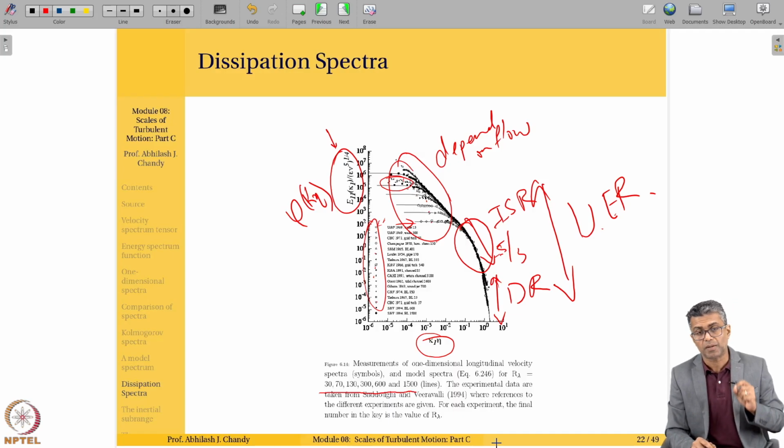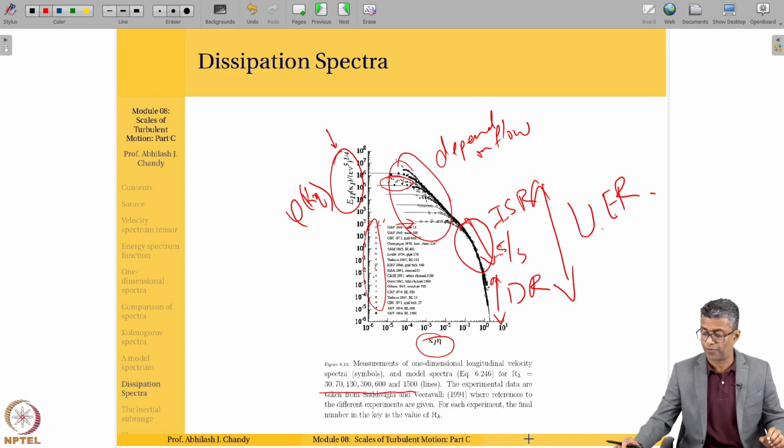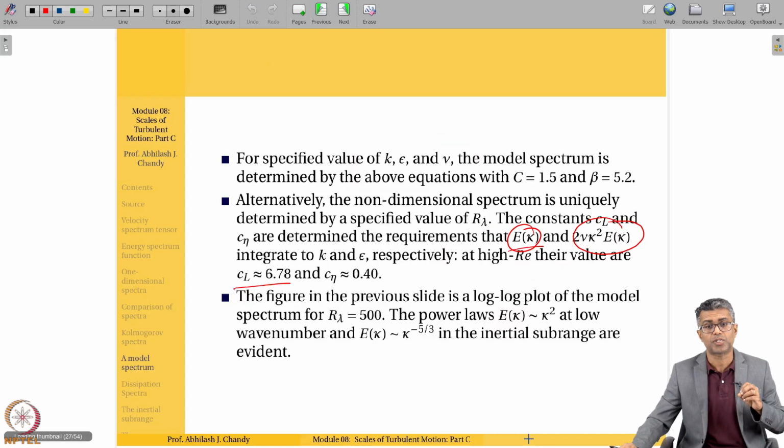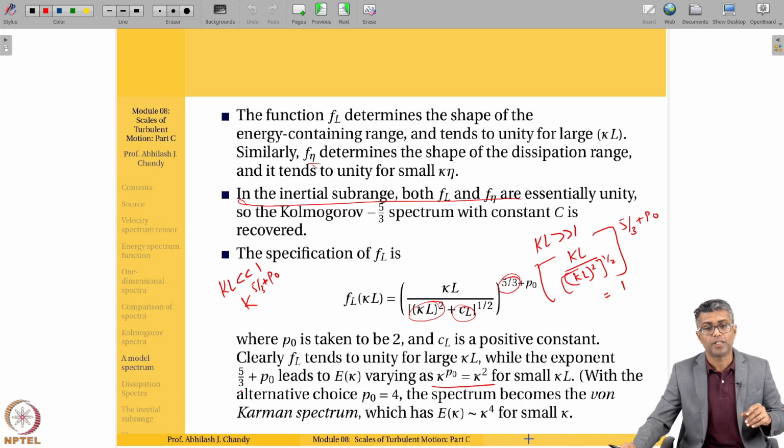Now, it is not just symbols you see in this figure. There are also lines. Those lines are the model spectra that we discussed in the last class. Model spectra according to the different Reynolds numbers. You can have a model spectra whose behavior is governed by the Reynolds number. Now, it has mainly two functions. A function that shows the energy containing range, the FL if you will, and then the F eta, which was the function for the dissipation range. So this is what you had.